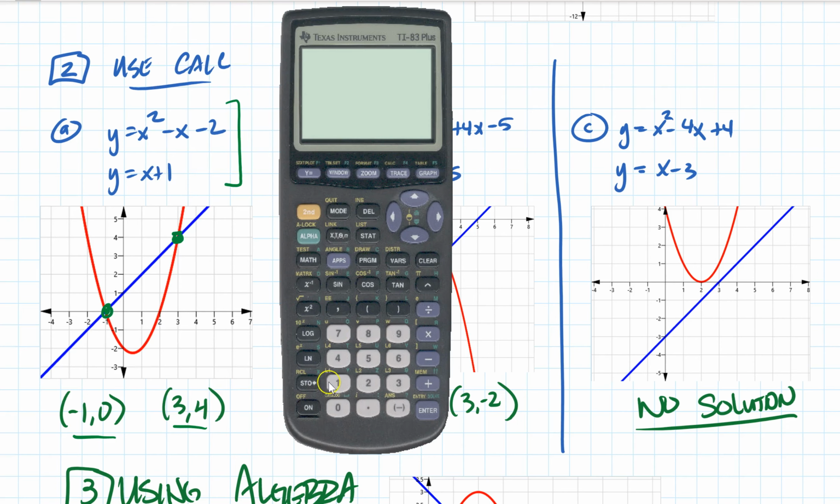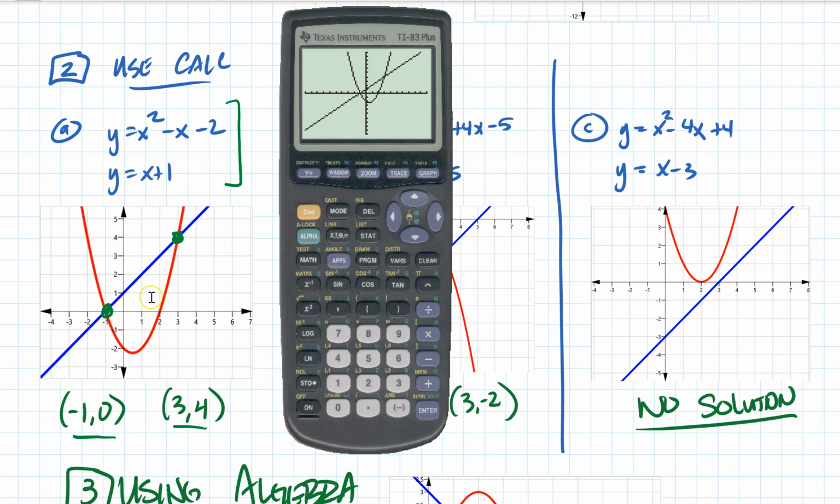So if I pull my calculator up, I would turn it on. I would go to y equals, I would plug in each of those. So I'd plug in an x squared minus an x minus a 2. And then on the second one, I would plug in an x plus a 1. Okay. I'm going to hit zoom 6 to make sure that I'm looking at the exact same screen as this.